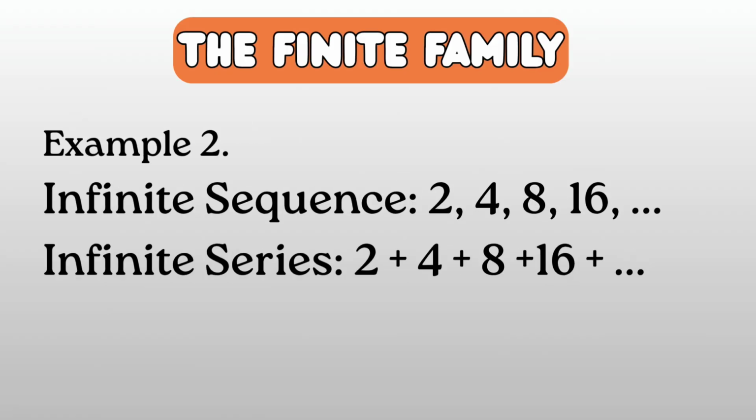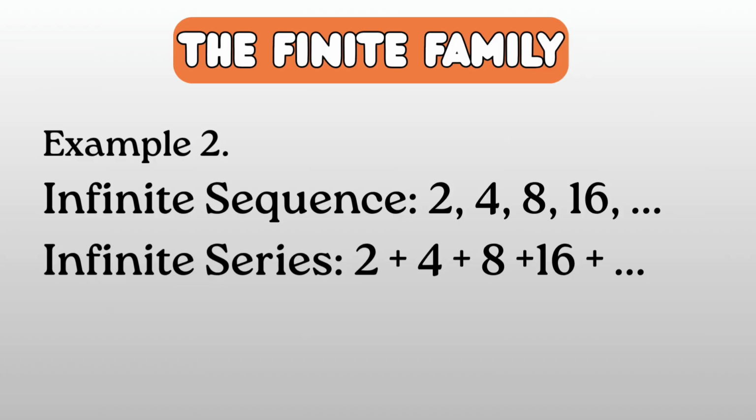Now let's look at example number 2. Look at this geometric sequence. 2, 4, 8, 16. Notice those three little dots at the end? That is called an ellipsis, and it means the list goes on forever. This is an infinite sequence.